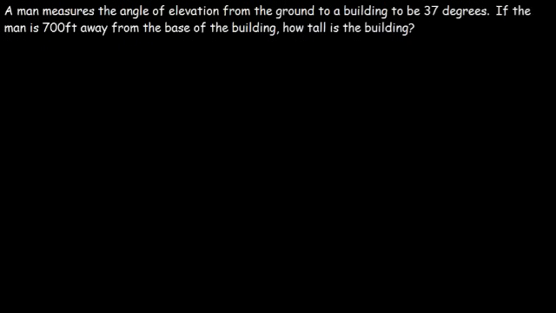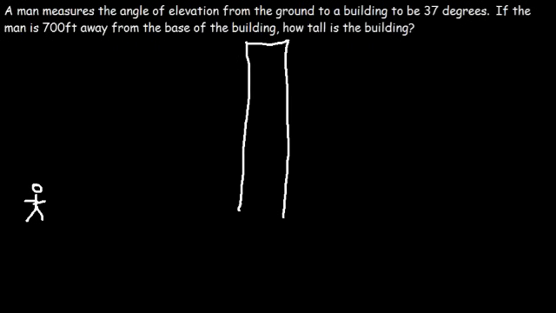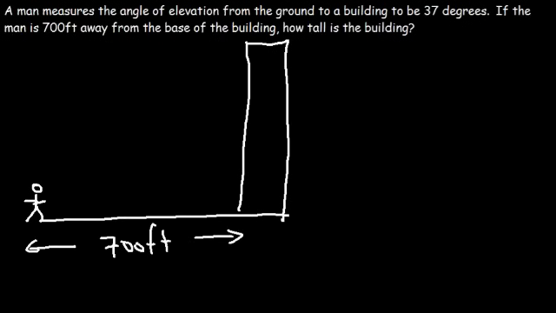Let's try some simple word problems. A man measures the angle of elevation from the ground to a building to be 37 degrees. If the man is 700 feet away from the base of the building, how tall is the building? Now let's assume that the man's height is negligible compared to the building. So the man is currently 700 feet away from the base of the building. And here is his line of sight. So we have a right triangle. And this is going to be the height of the building.